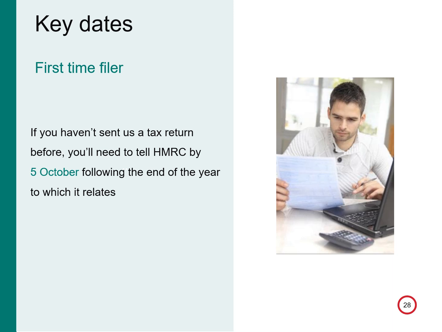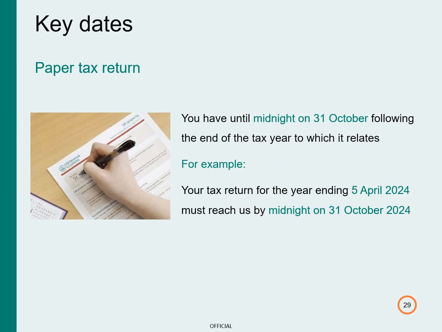If you need to send us a tax return, but you haven't sent us one before, you'll need to tell HMRC by the 5th of October following the end of the year to which it relates. You do this by registering for self-assessment, which we'll talk about shortly. If you're sending a paper return by post, you'll have until midnight on the 31st of October following the end of the tax year to which it relates. For example, if you are sending us a tax return for income received during the tax year ending the 5th of April 2024, HMRC has to receive the return by midnight, 31st of October 2024.